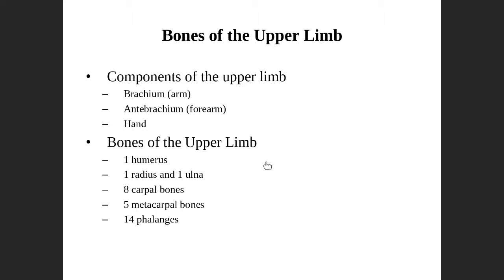So the components of the upper limb. To review, brachium, arm, antebrachium, forearm, then our hand. And then the bones: one humerus in the arm, two bones in the forearm, one radius, one ulna.